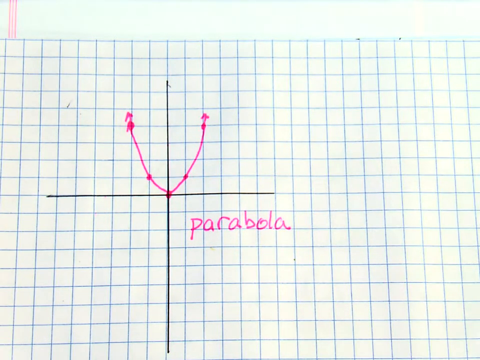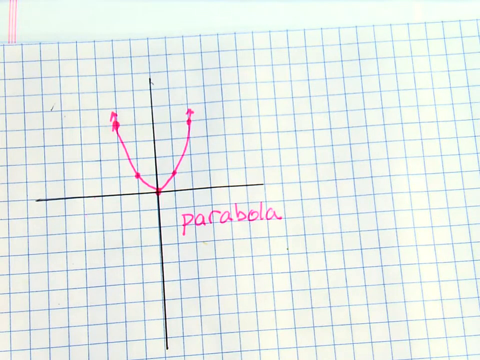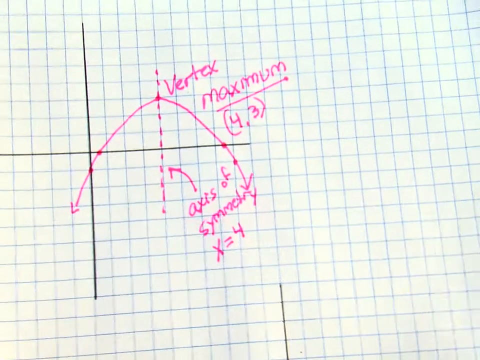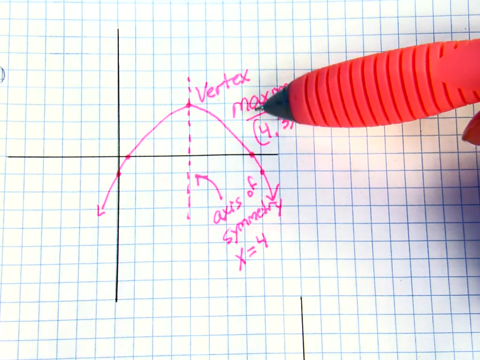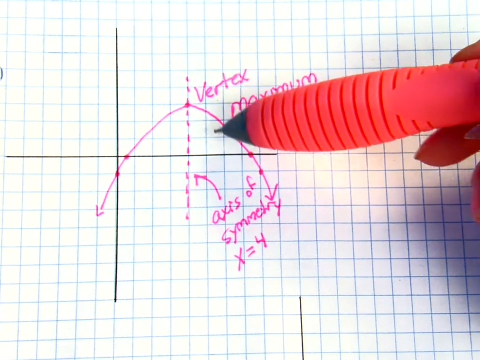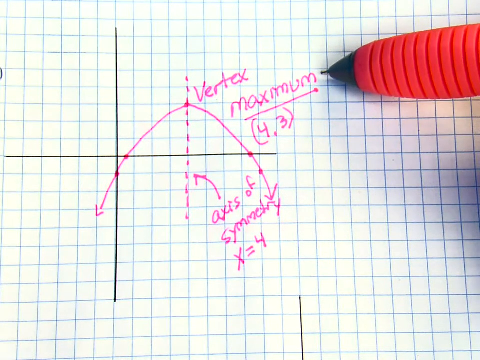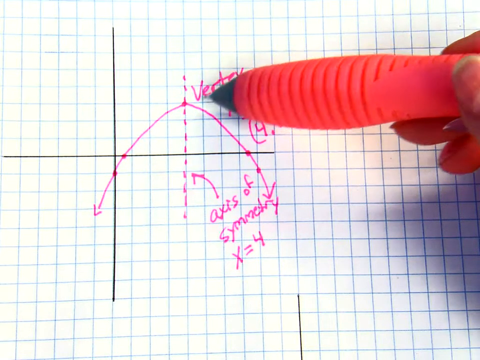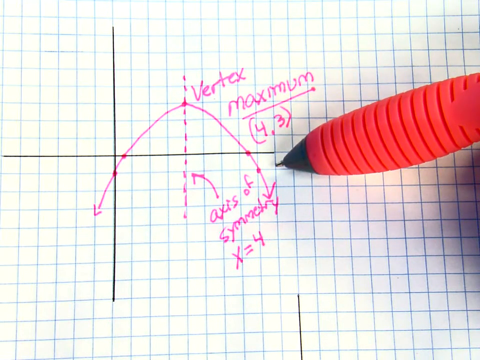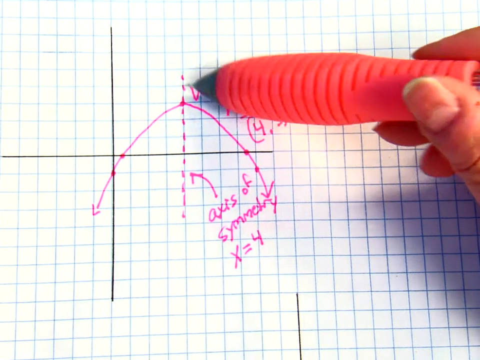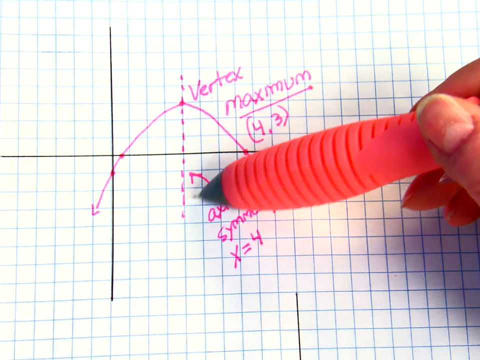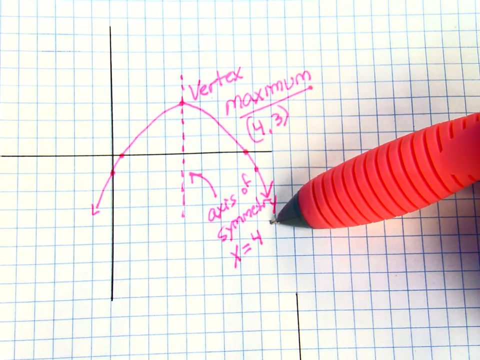So let's talk about the other parts of this parabola, sliding a new sheet in. Okay, now this is a parabola that opens downward. It has a vertex which is called a maximum. It's called a maximum because it is the highest point of our parabola. That maximum, our vertex, is at 4, 3. Here is our axis of symmetry. The axis of symmetry is actually at x equals 4.